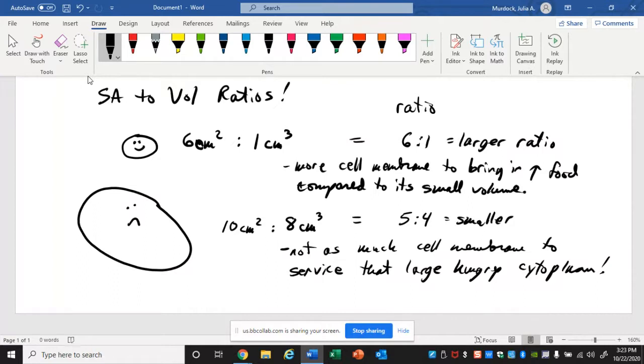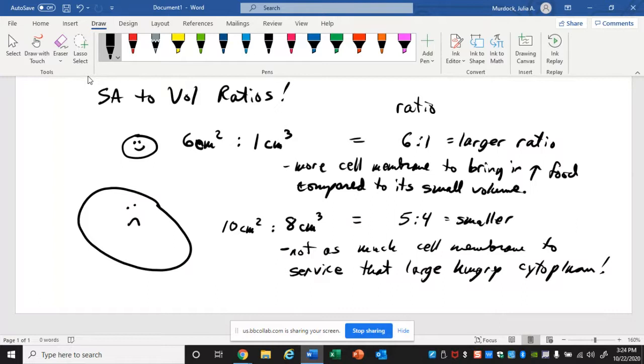Okay. So this is why the cell size and surface area to volume ratios are inversely proportional, right? And the cells are small.